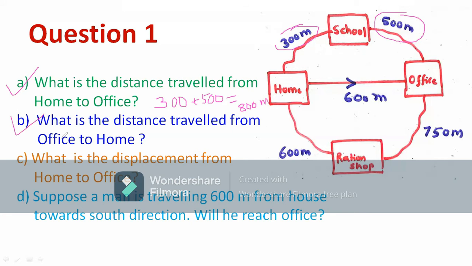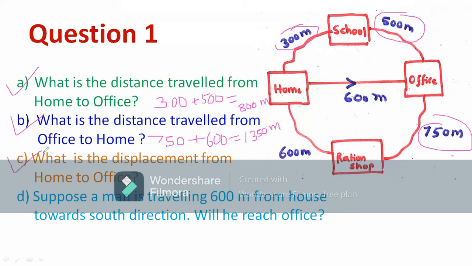Question number B. What is the distance traveled from office to home? See, office to home. So let us see the path. 750 meters. After traveling 750, the person will reach a ration shop. Then from the ration shop, he travels towards home another 600 meters. So you can make the summation: 750 plus 600 is 1350 meters. That would be the right answer.